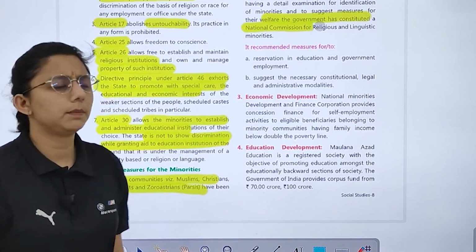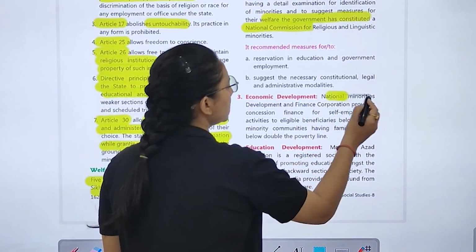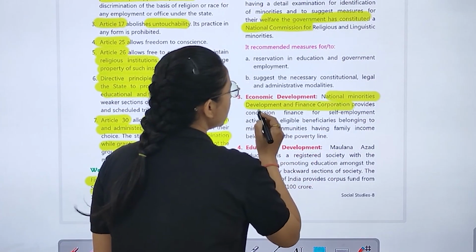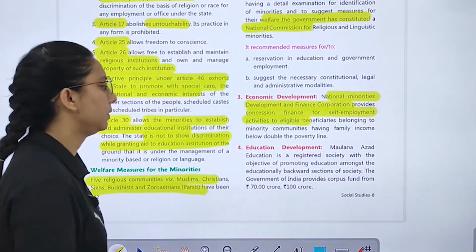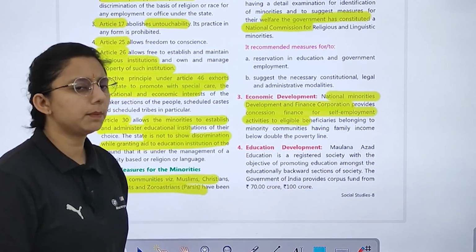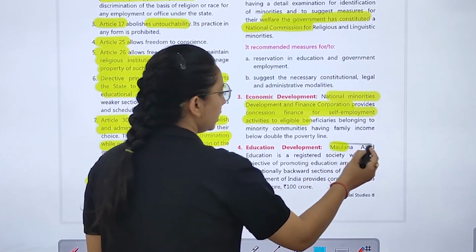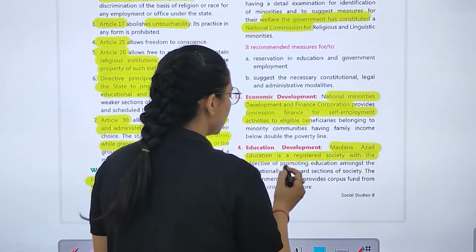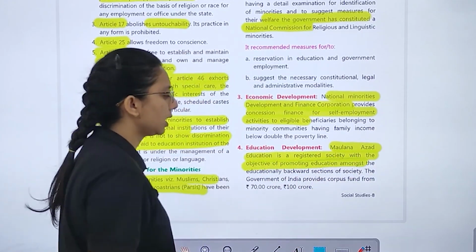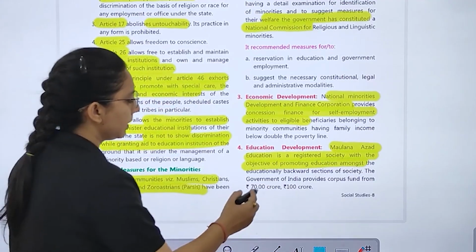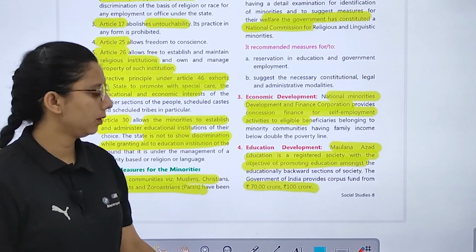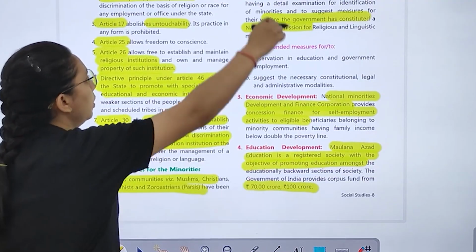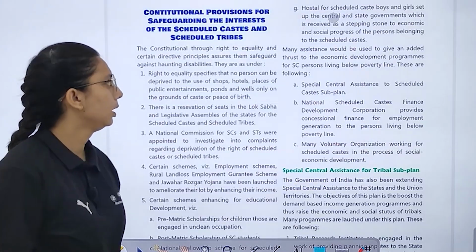Now, economic development. The National Minorities Development and Finance Corporation provides concessional finance for self-employment activities to eligible beneficiaries. Now, education development. Maulana Azad Education Foundation is a registered society with the objective of promoting education amongst educationally backward sections. The Government of India provides a corpus fund from 17 crore to 100 crore.